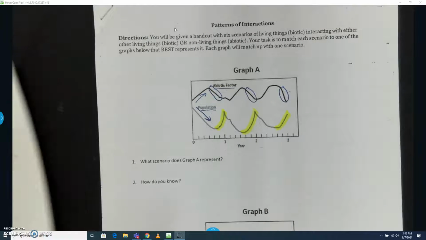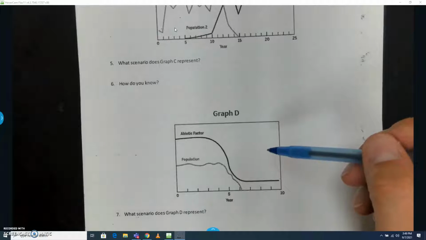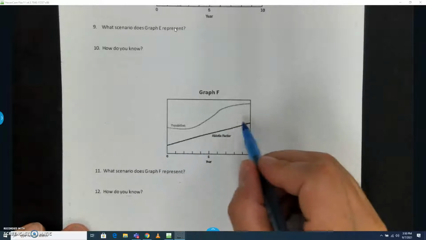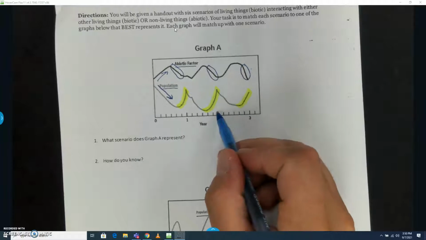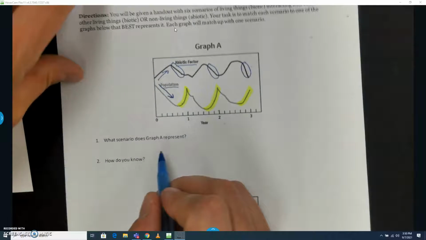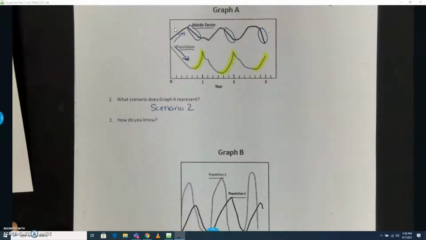Let's just run it really quickly past D and F first, just to make sure. D looks like going down, but it doesn't show anything about going up. So we can rule out graph D as being a match for this one. Let's check out graph F. Graph F looks like going up and going up. We can rule out graph F, and we can definitely say that graph A matches up with scenario 2. So which scenario does graph A represent? It matches or represents scenario 2.